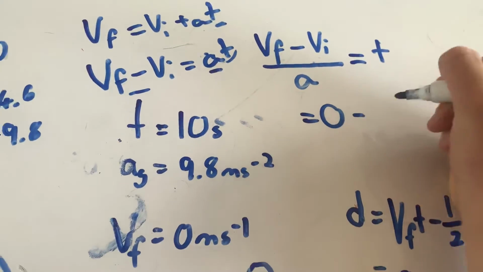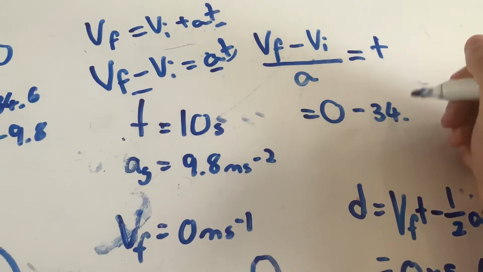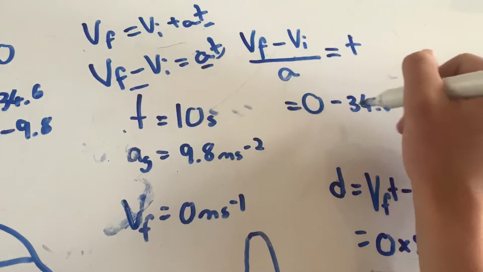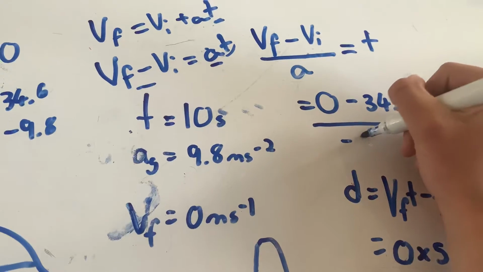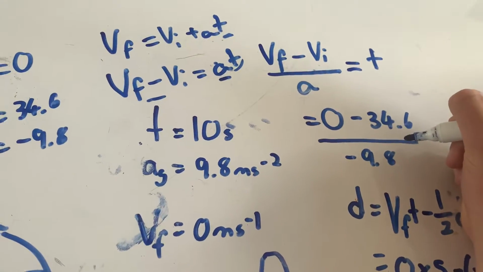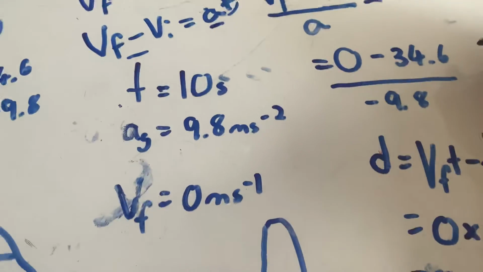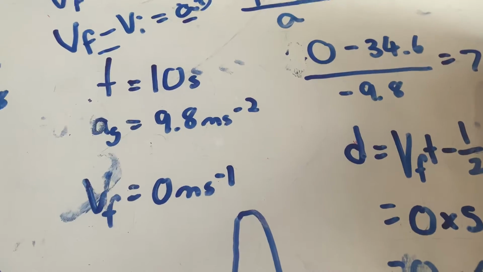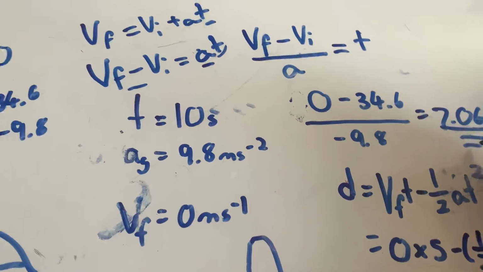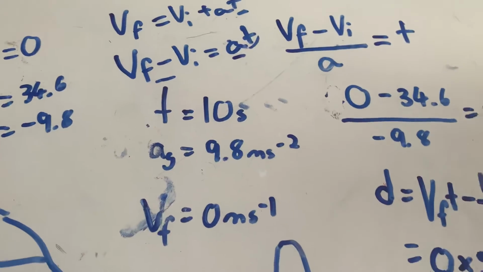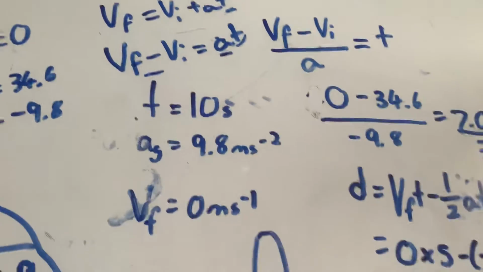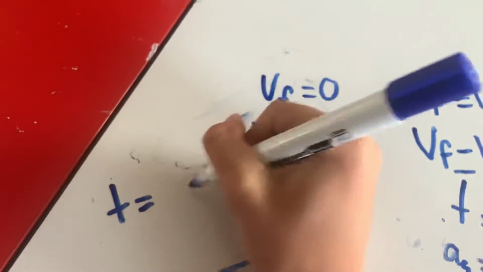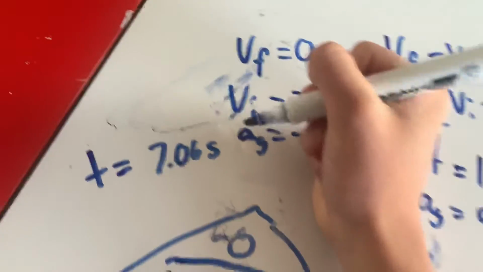And now if we just substitute into this equation, it should be 0 minus 34.6 over negative 9.8, which equals 3.53, and that's how long it takes for the potato to reach its peak. So t is equal to 7.06 seconds.